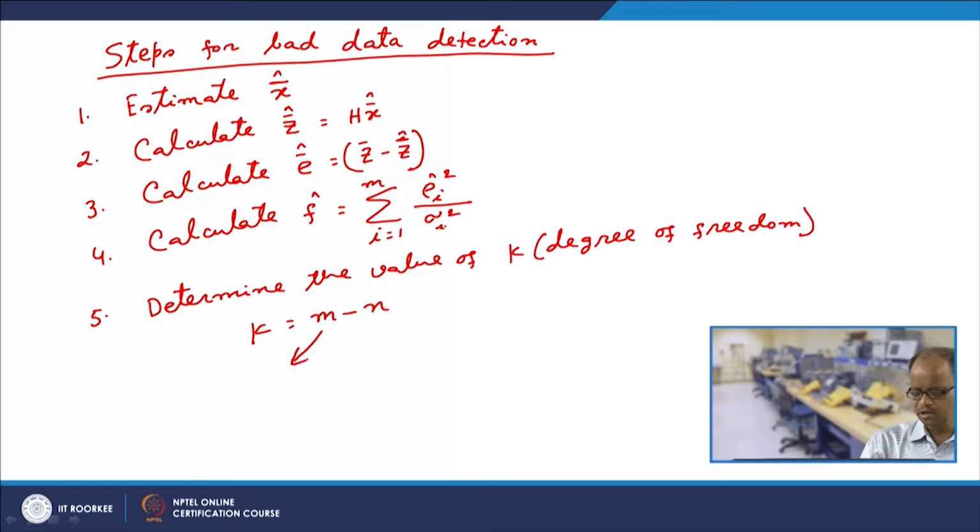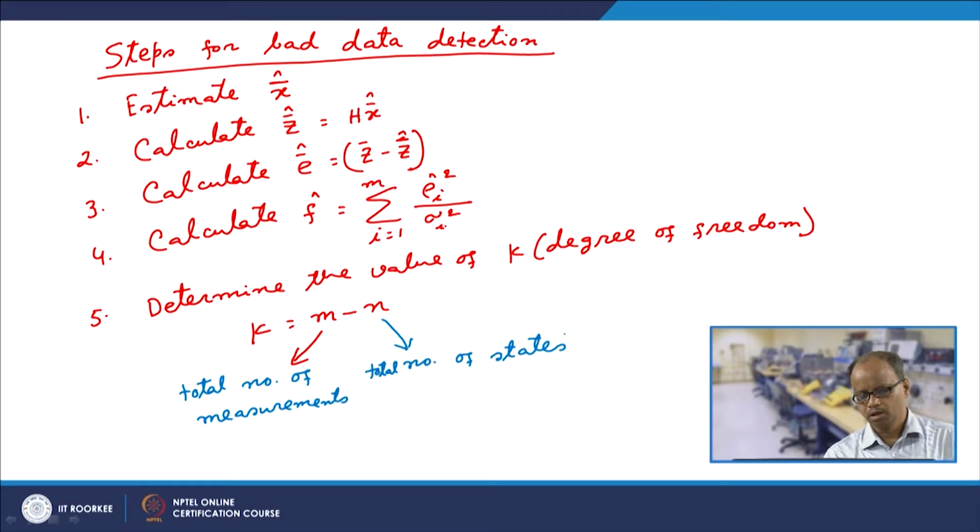What is m? M is the total number of measurements, and n is the total number of states. We know the total number of states, and we already know how many meters I have put. So, k is equal to m minus n.